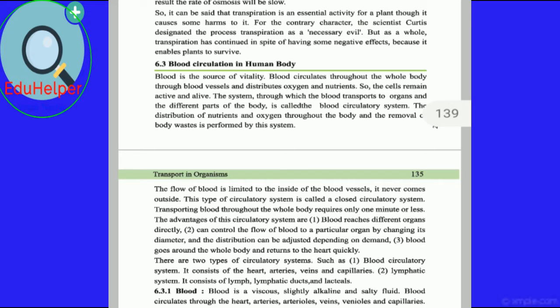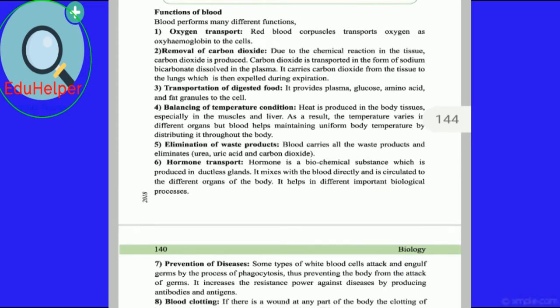So now I am going to describe the functions of blood. Okay. Supply of oxygen to tissue, bound to hemoglobin, which is carried in red blood cells.